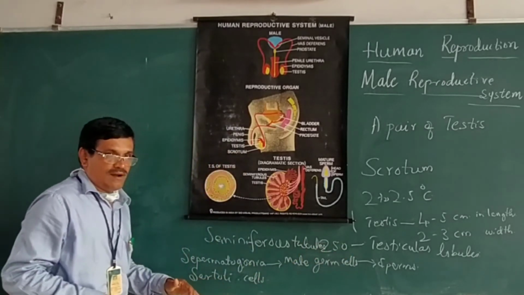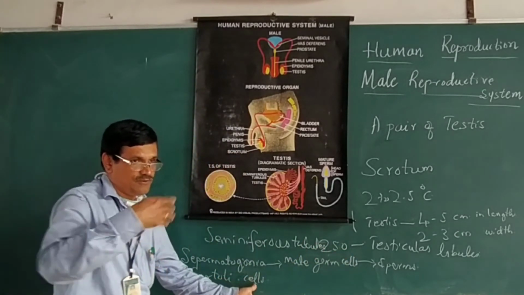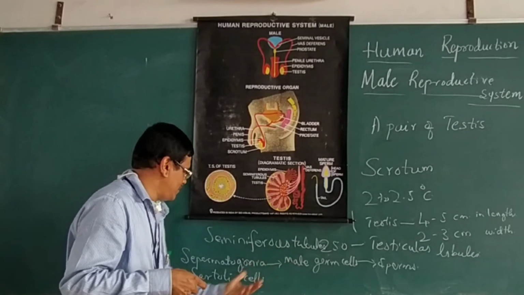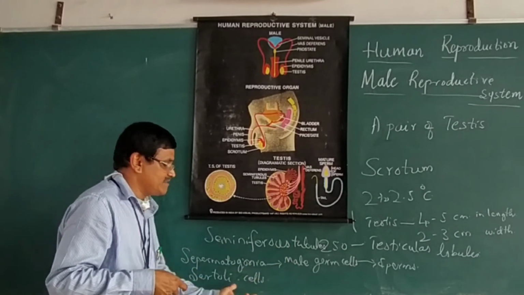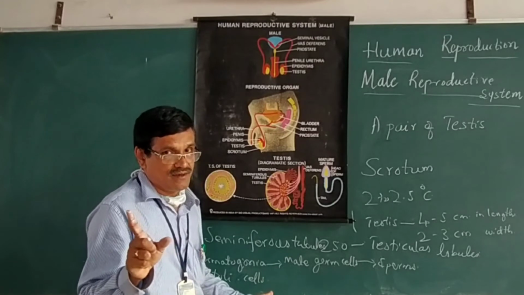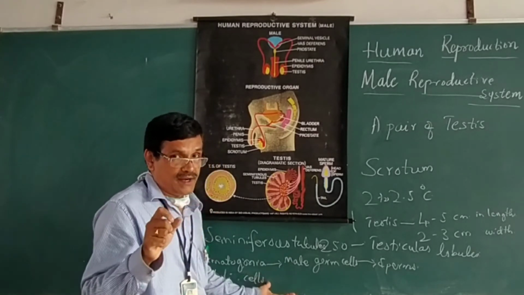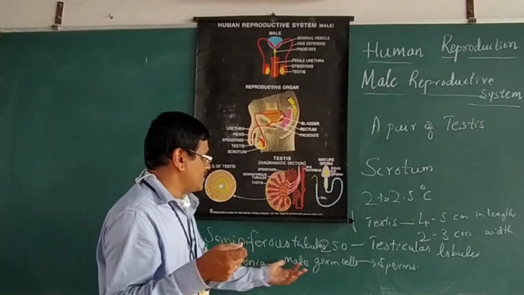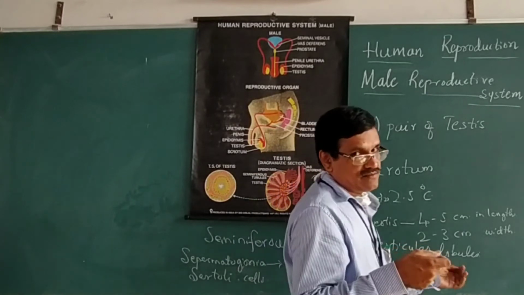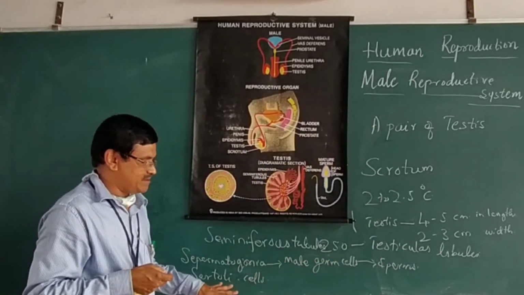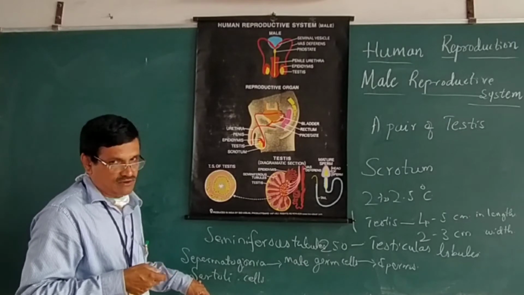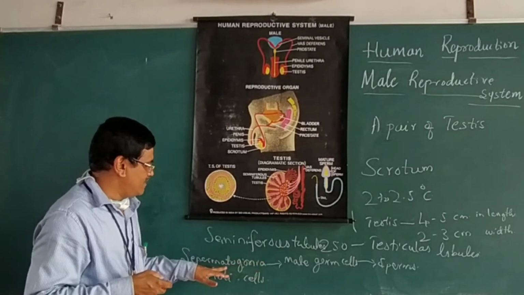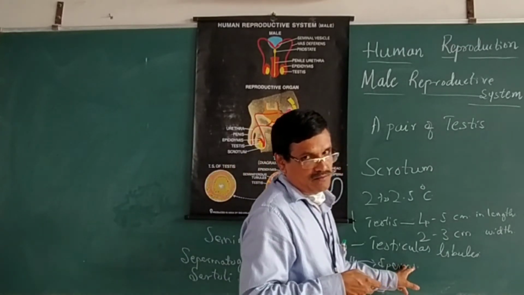And Sertoli cells, another type of cell found in the lining of the seminiferous tubule, are not germ cells, but they provide nutritive substances to the male germ cells. Hence, the function of the Sertoli cell is nourishment. It nourishes the sperms.